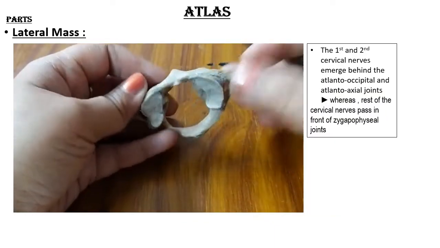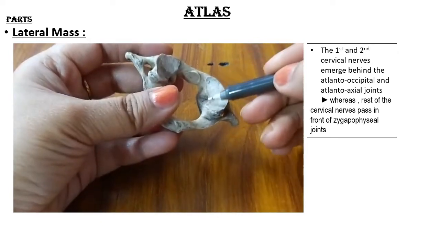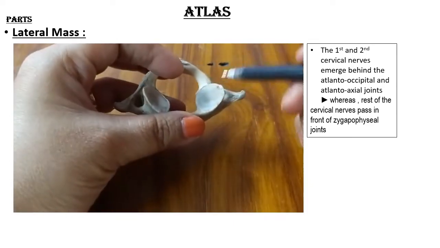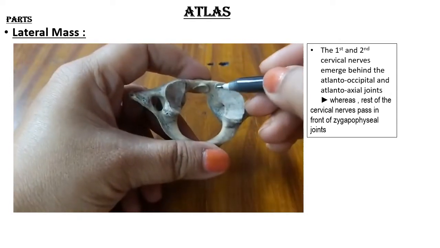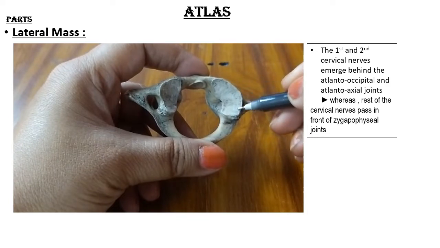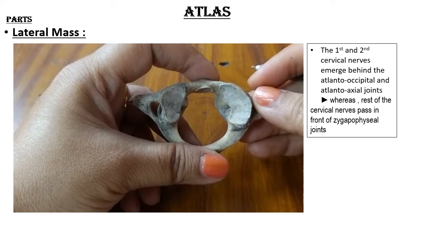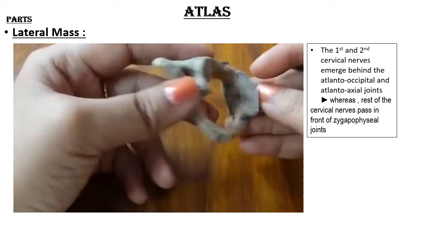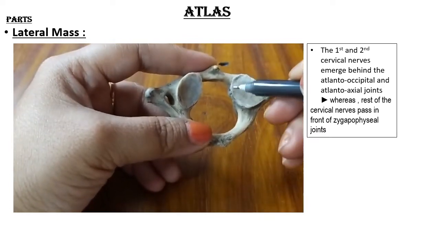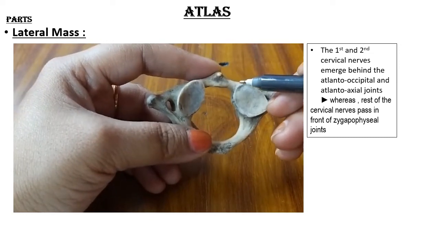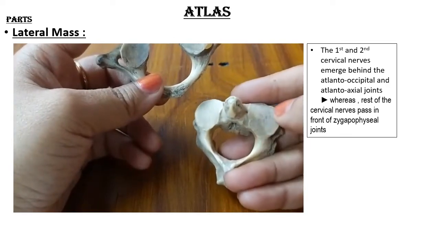Now coming to the lateral masses. The lateral mass is weight bearing and presents the upper and the lower articular facets. Now the upper facet, you can see, is deeply concave and kidney shaped, and it articulates with the occipital condyle to form the ellipsoidal atlanto-occipital joint. Now you can see the lower facet. It is circular and mostly flat, and it articulates with the corresponding upper facet of the axis.